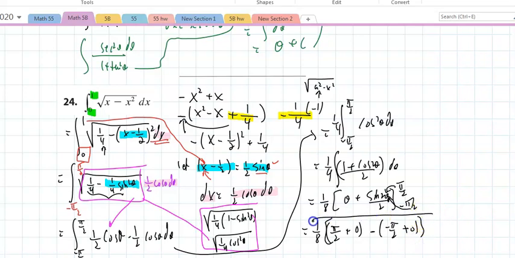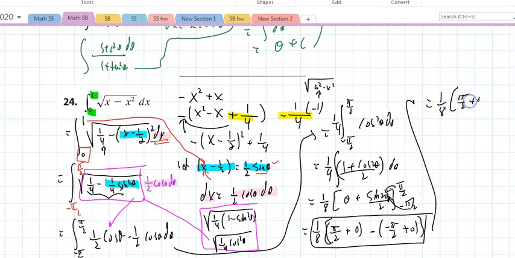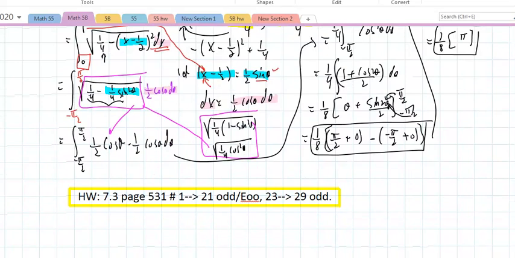Now on a test, this is a fine answer to match it at the back of the book. That's 1/8 times pi over 2 plus pi over 2. That is 1/8. Pi over 2 plus pi over 2 is simply pi, so the answer is pi eighths. And there's my homework for this section.